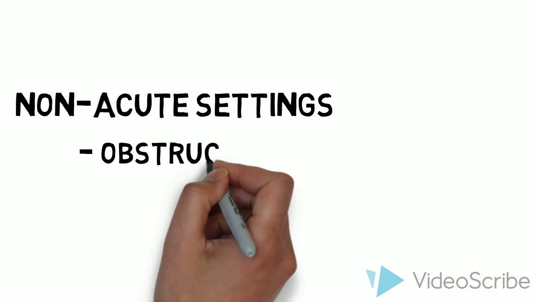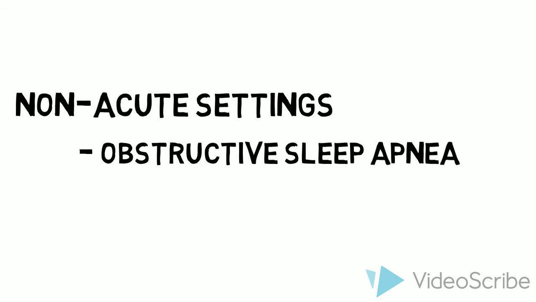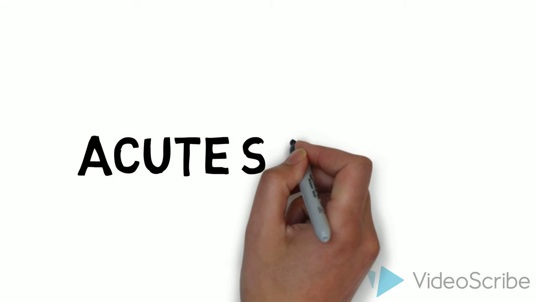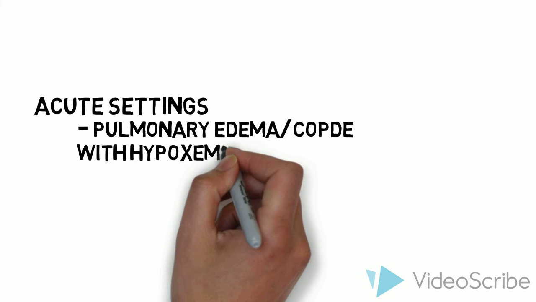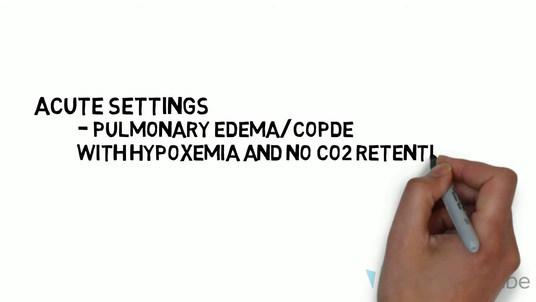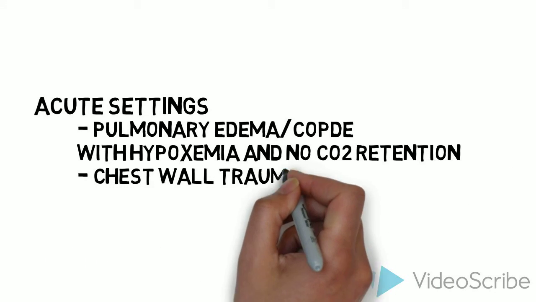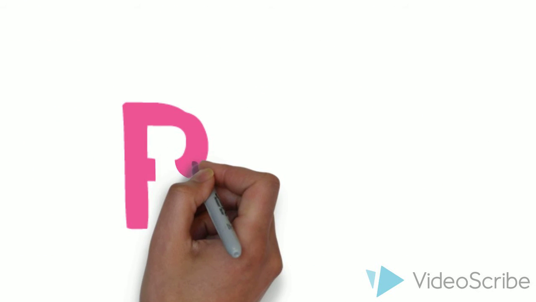In non-acute settings, we use a CPAP ventilator to treat obstructive sleep apnea. In acute settings, we can use CPAP for pulmonary edema or exacerbation of COPD with hypoxemia and no CO2 retention, or with chest wall trauma and pneumonia.